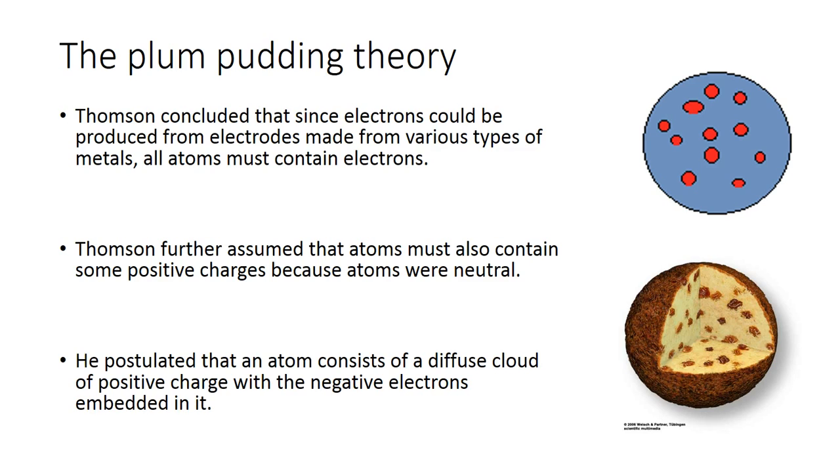So from there he postulated that an atom consists of a diffuse cloud of positive charge with the negative electrons embedded in it, like a plum pudding, you can see here. All this is a cloud of positive charge, and this is an electron, this is an electron, this is an electron. So the electrons are everywhere. This is a two-dimensional diagram of that, while this is a three-dimensional diagram of that.